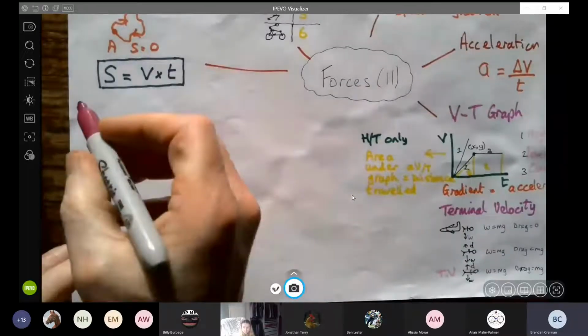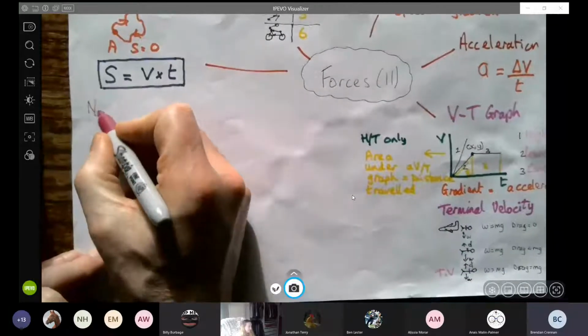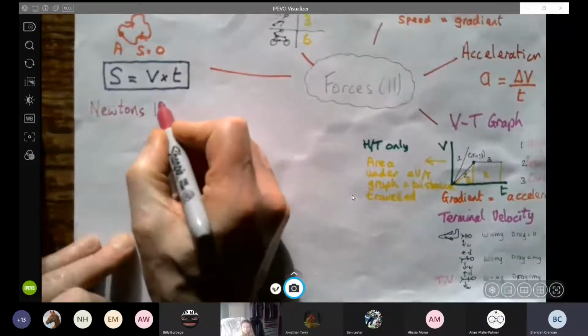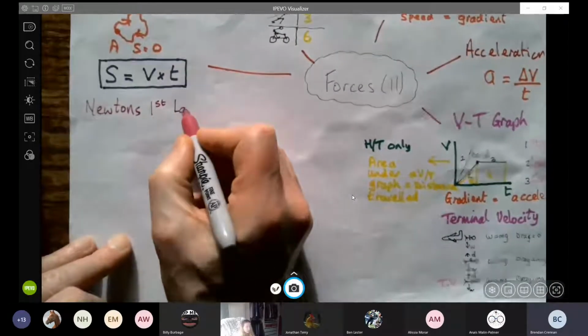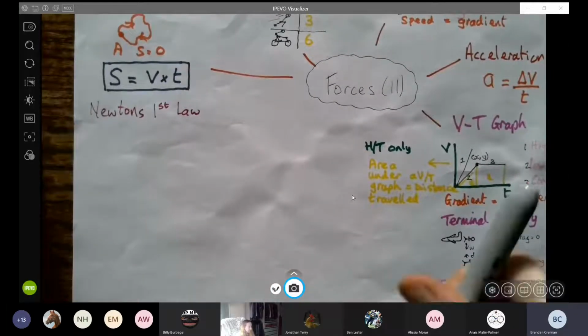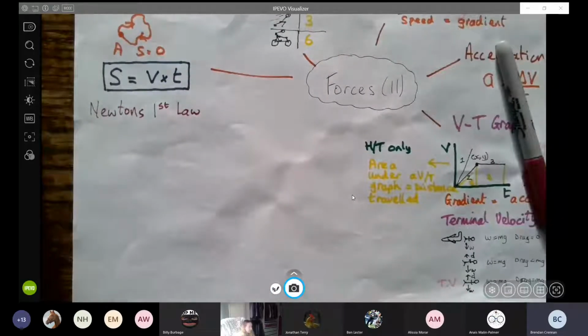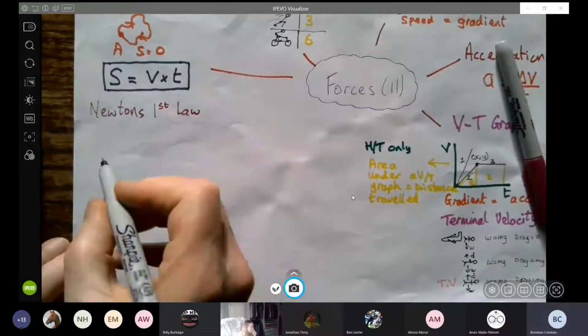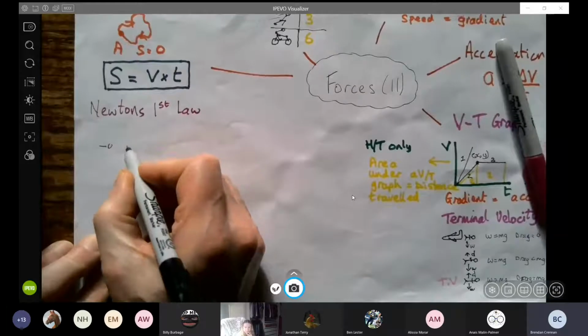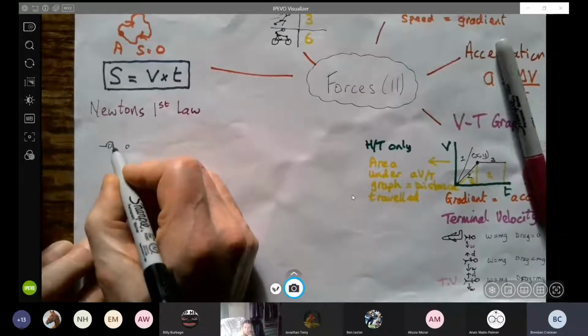Go with that. So Newton's first law here. Okay, so Newton's first law is not an equation, but does require a little diagram. This is all about resultant forces. All of Newton's laws are about resultant force. So Newton's first law is the situation when we have zero resultant force.